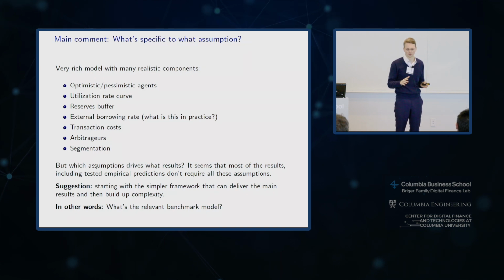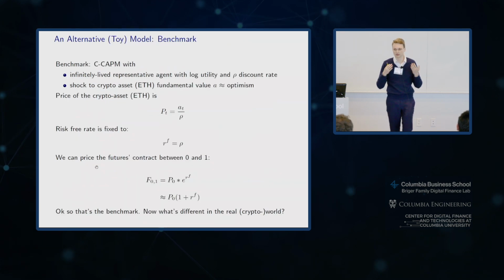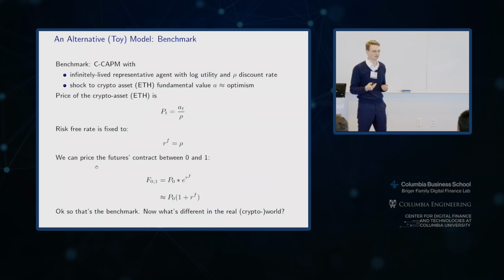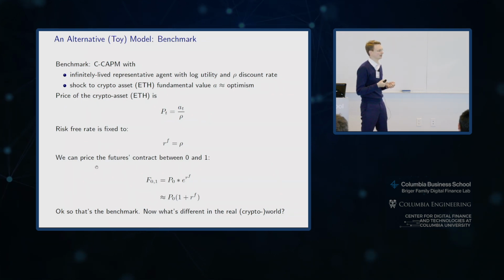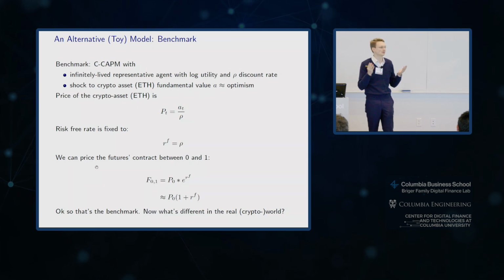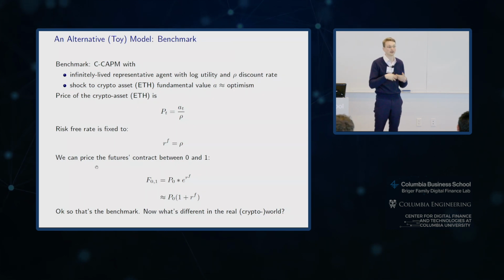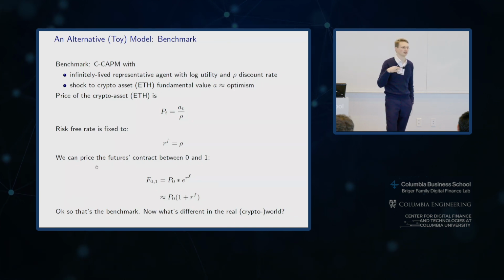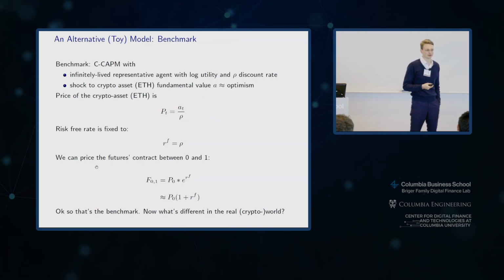So I think, in other words, the paper lacks a little bit of a benchmark, which we can compare the results to. That's my sense. So when I was trying to understand what's going on, I went back to my benchmark model. My benchmark model is something like consumption CAPM. At the end of the day, it's a general equilibrium model, so it's an asset pricing model. I went back to something that looks like the general equilibrium version of the CAPM.